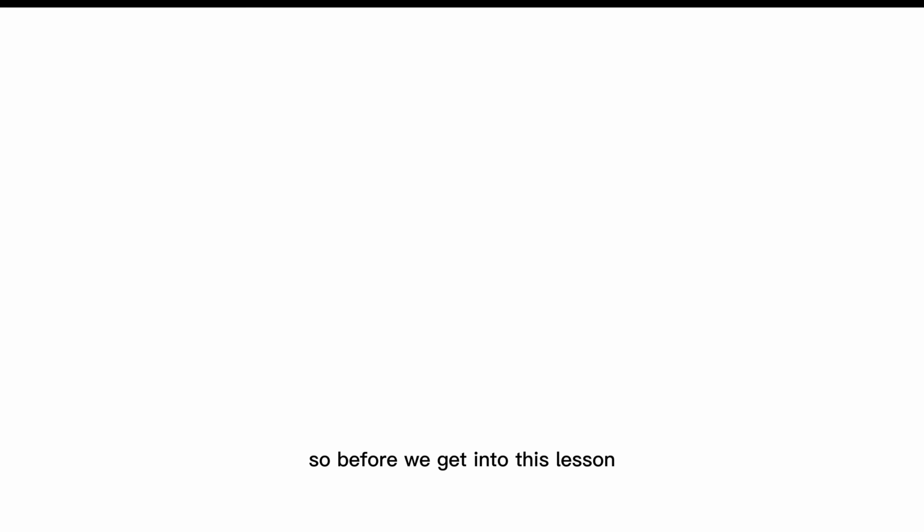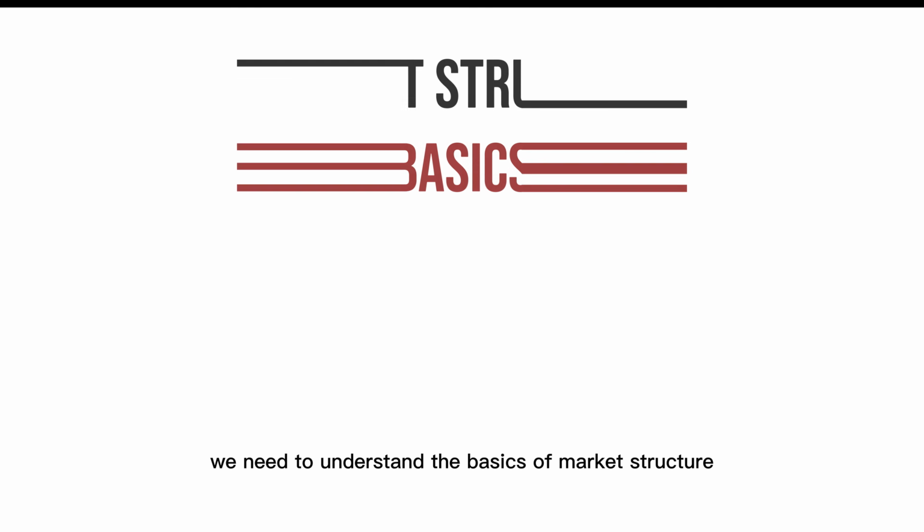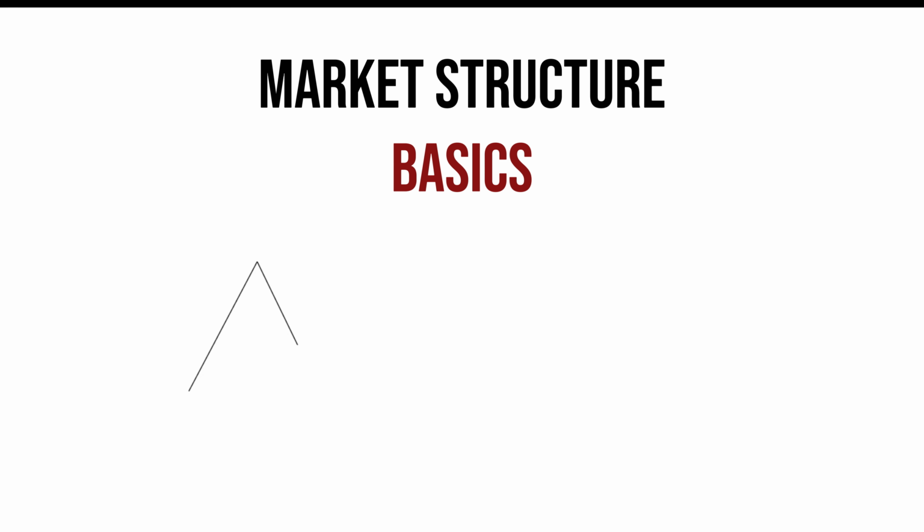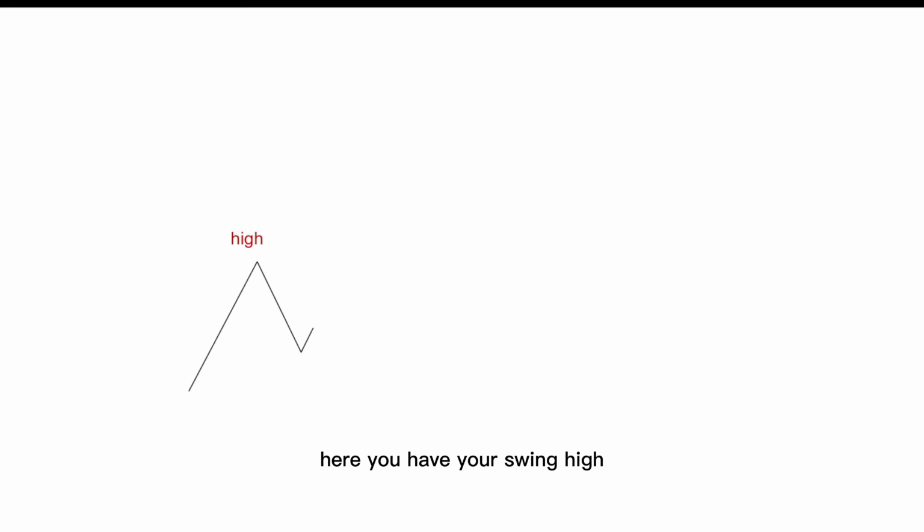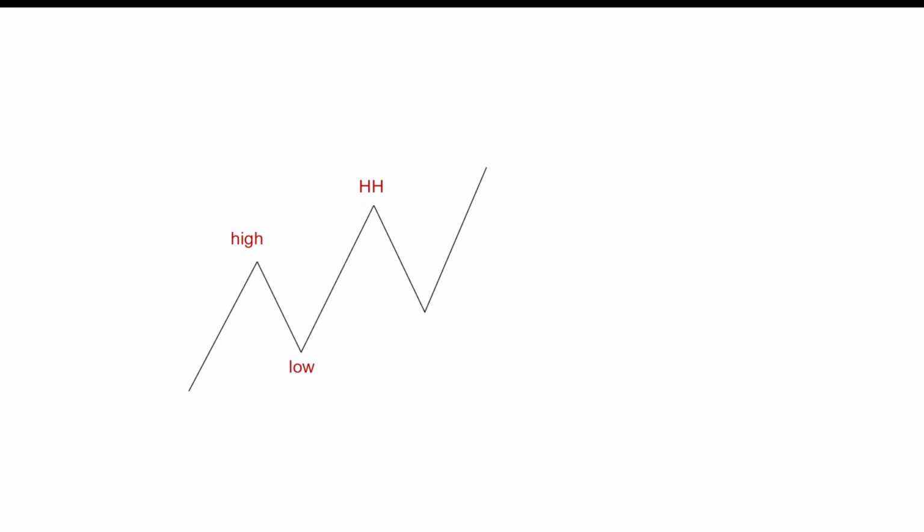So before we get into this lesson, we need to understand the basics of market structure. Here you have your swing high, and here you have your swing low. Now we have another swing that took out our previous swing high, which would be our higher high. But when can we identify our new low? When price takes out our higher high.